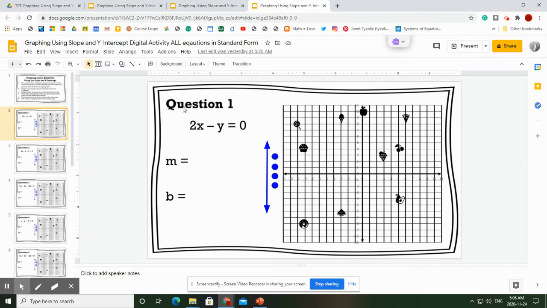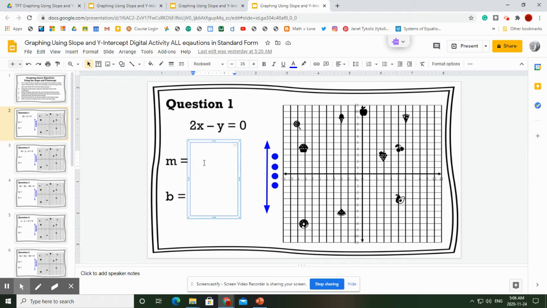So here is question number 1. So what students would do is they would rearrange this into y equals mx plus b. They do this on a separate sheet of paper, and then they would identify their m and their b. So they can click, there's a text box that's inserted in this document, and they can just type. So my slope here is +2. My y-intercept would be 0.